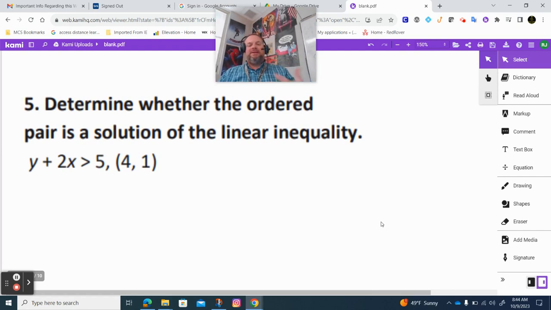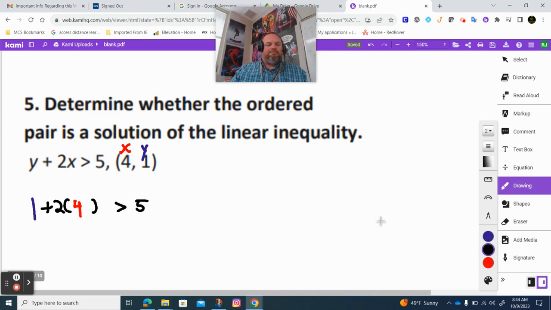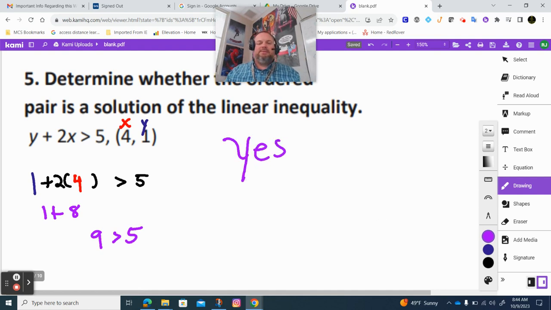Determine whether the ordered pair is a solution. This is very similar to what we've done before. This is our X. This is our Y. So we're going to plug these in. Let's see, 1 plus 2 times 4. Is this greater than 5? Well, 1 plus 8. Okay. Is 9 bigger than 5? Yeah. So basically, we're just going to say yes.